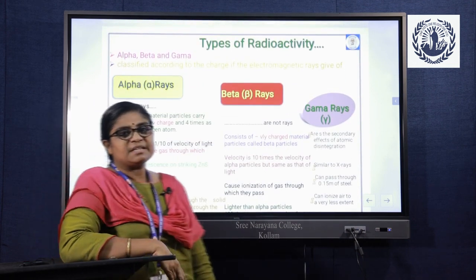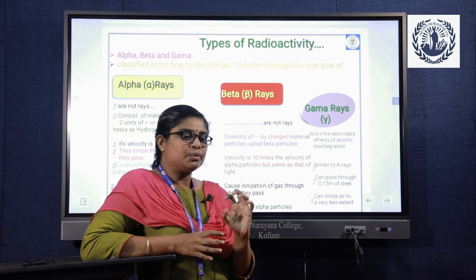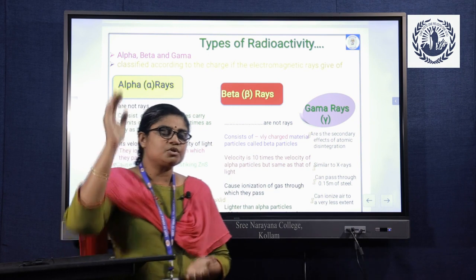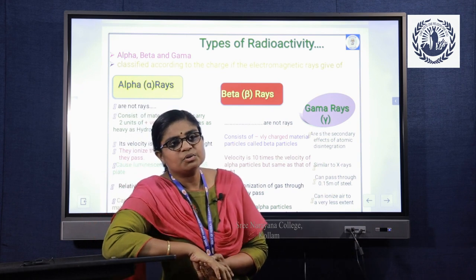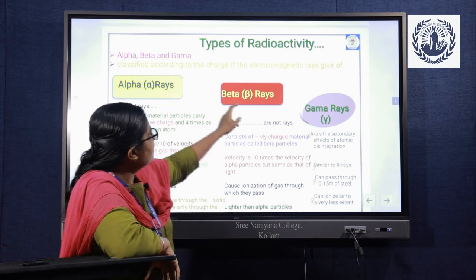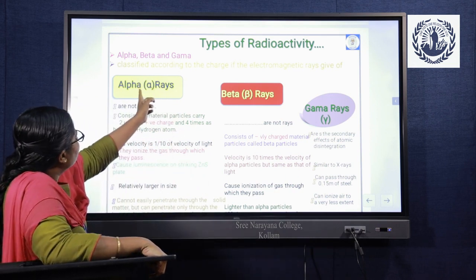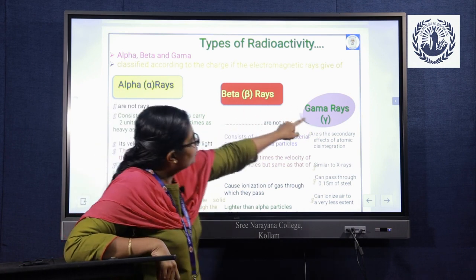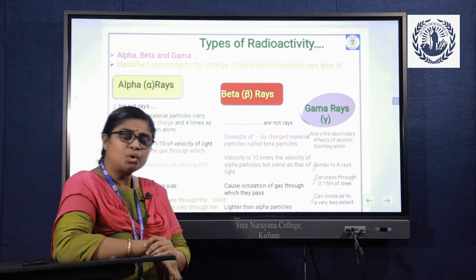Now coming to the various types of radioactivity. I have already told you that some unstable nuclei produce radioactivity, emitting rays from the nucleus, as they try to come to a more stable state. How do they come to the more stable state? They produce 3 types of radiations: alpha emissions, beta emissions, and gamma emissions. A nucleus will produce alpha rays, and along with alpha rays, it can emit gamma rays also. And with beta rays, it can produce gamma rays also. So what is an alpha ray? Actually, an alpha ray is not a ray.